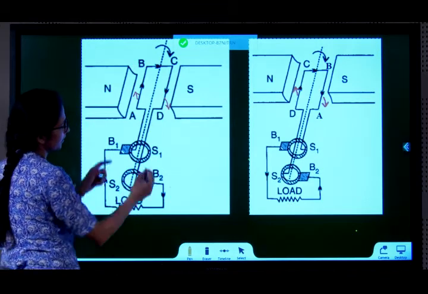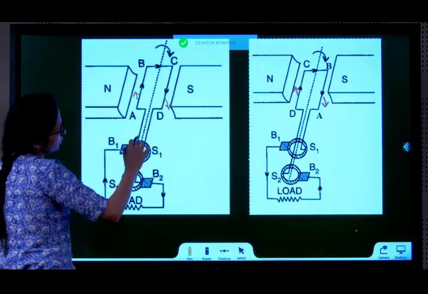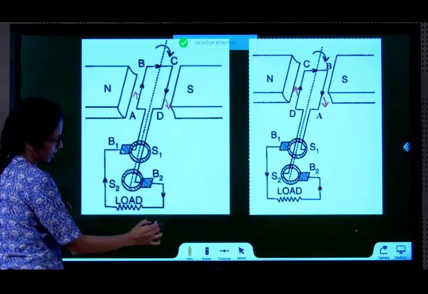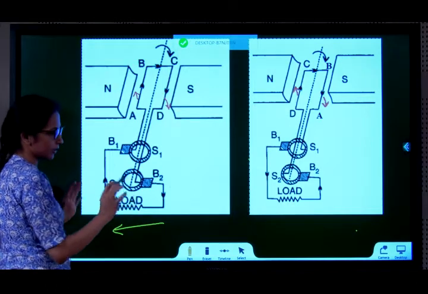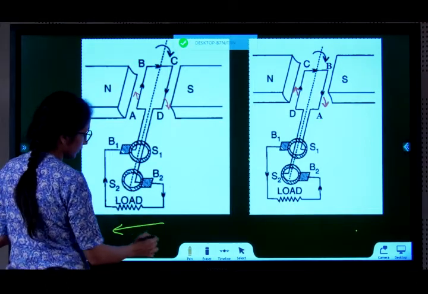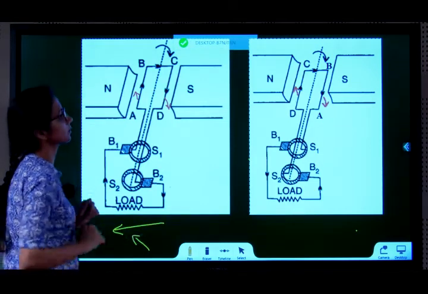Understand? Here this is ring 1 and ring 2. So current starts from here and goes here, touches this brush and flows via the load. If this load is nothing but the galvanometer, the galvanometer will deflect in this direction because current is going from here to here.